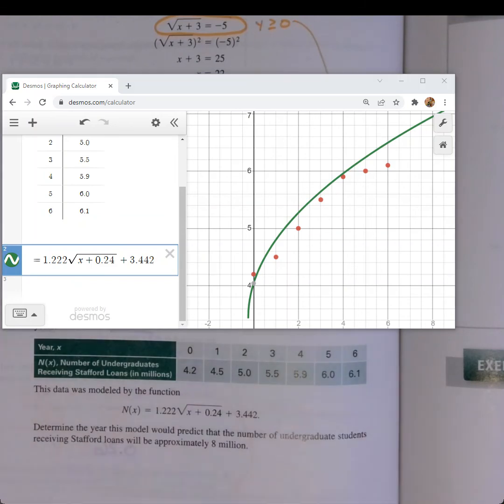Well, I don't think I've ever looked at this function before, but it does not seem to be doing a particularly good job of modeling this data. So this data was modeled by this function. I would say this function is probably not really a good estimate for this data. It's a little too high.